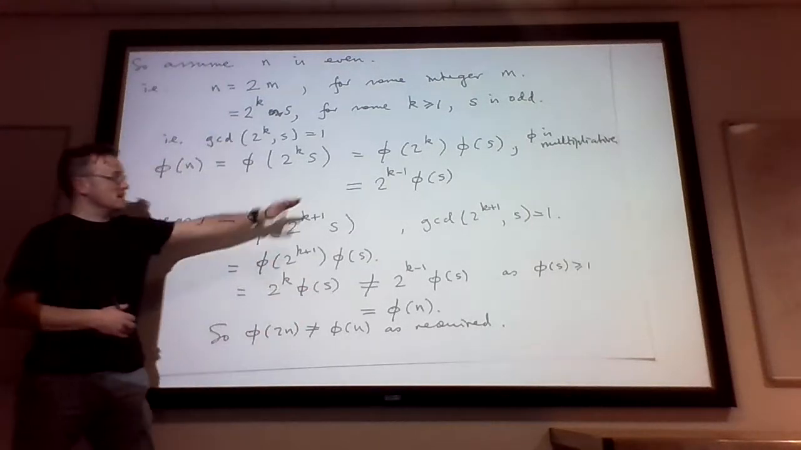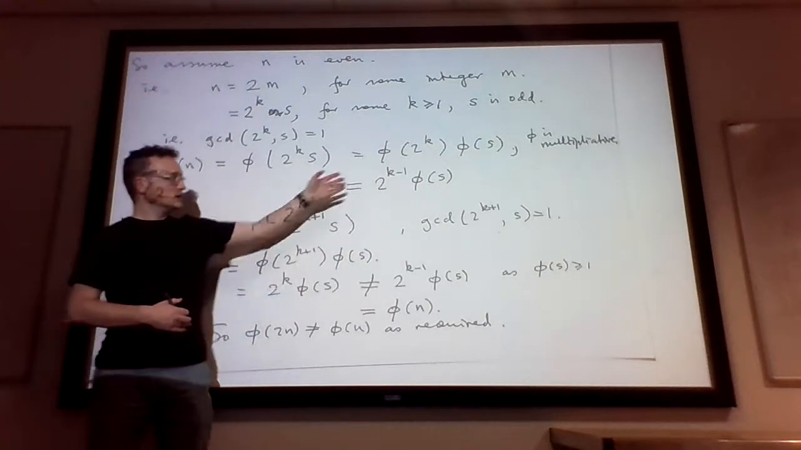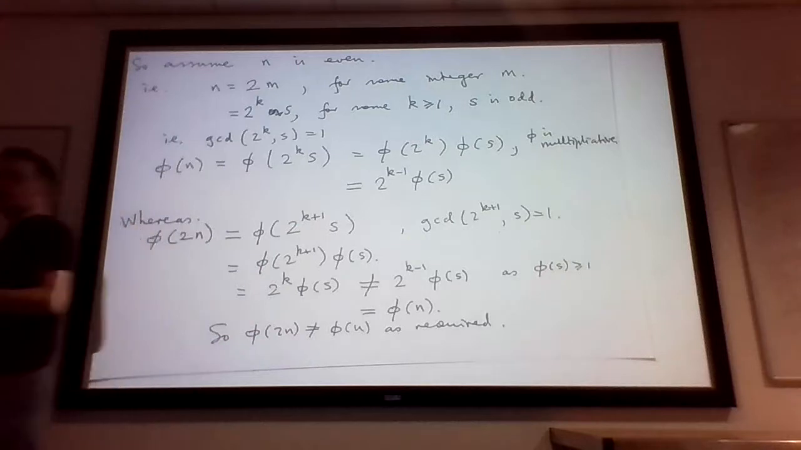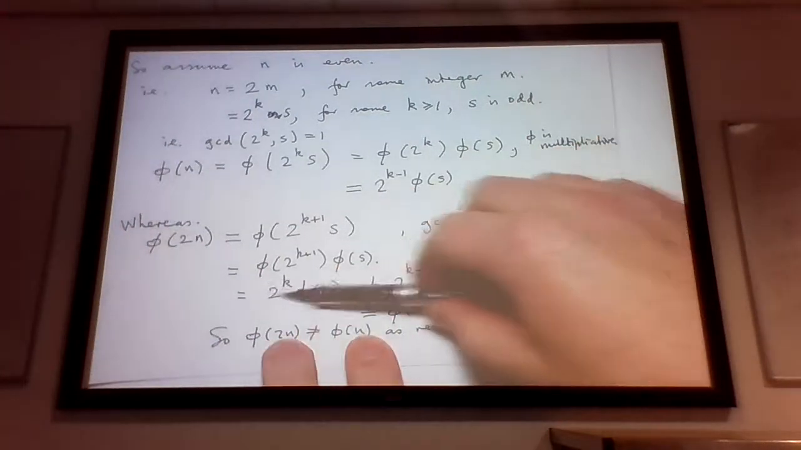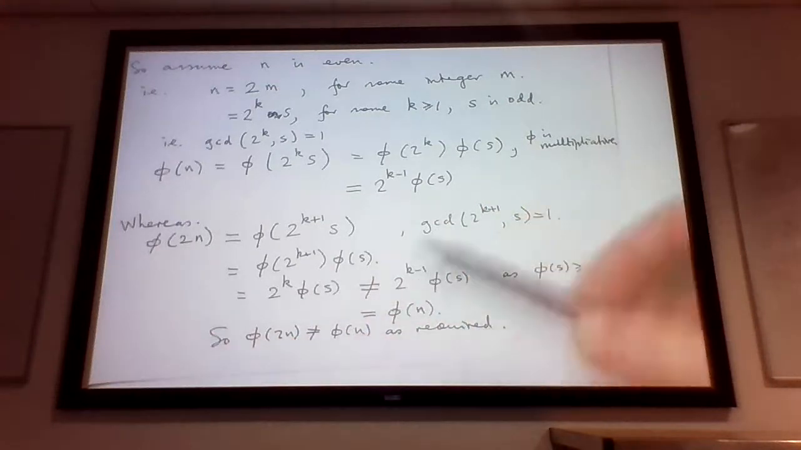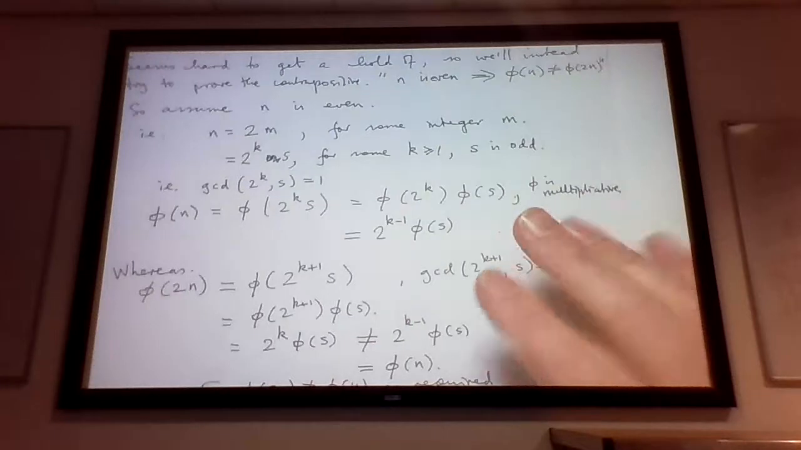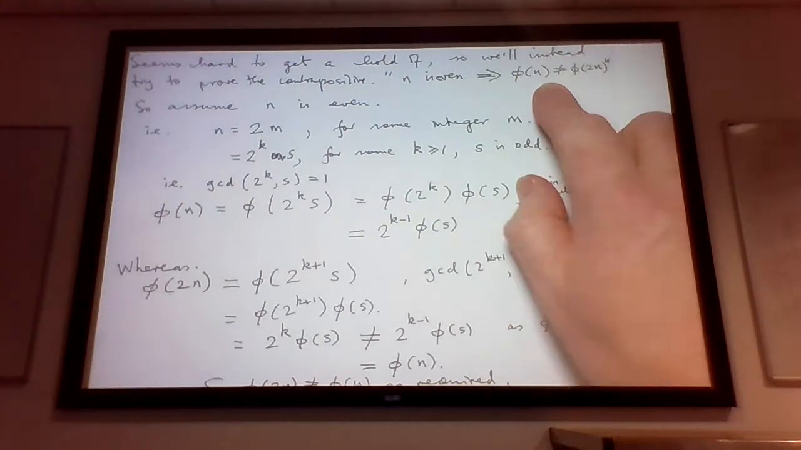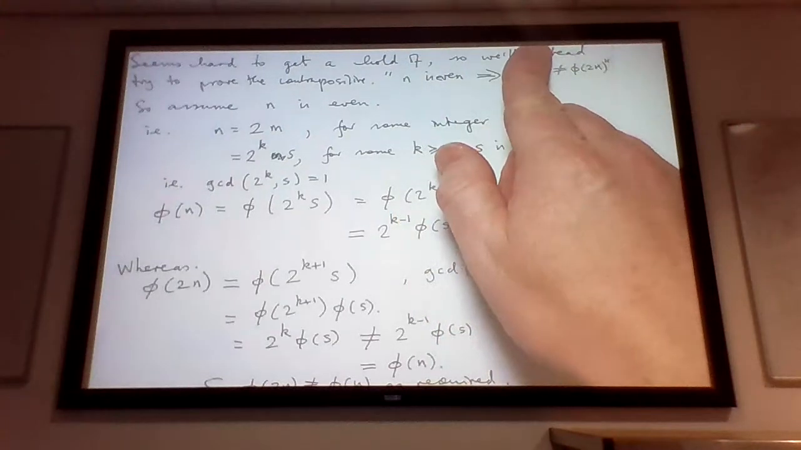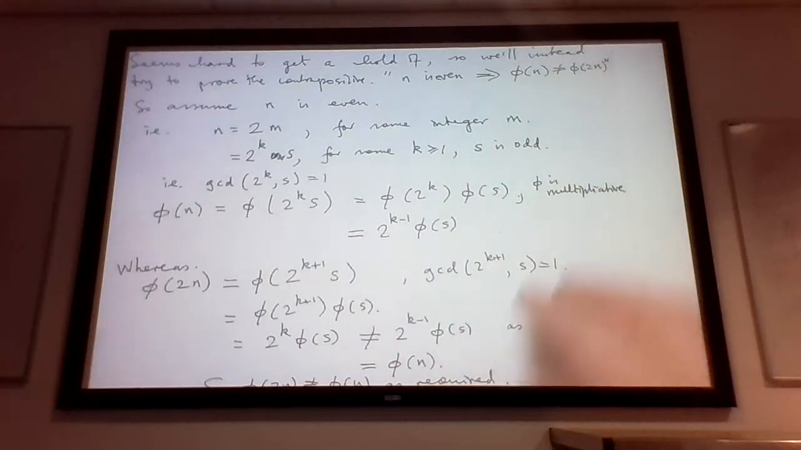And then I can compare that back to what I got for phi of n. They're clearly different, because phi of s is at least 1, so it's not 0. 0 would be the only case where these two expressions are the same quantities; they're both 0. So that means I've proved the contrapositive, that n even implies these are different. So if they're the same, n has to be odd. And that completes the proof.